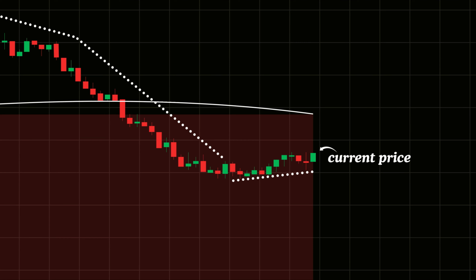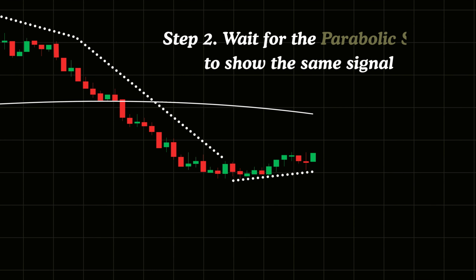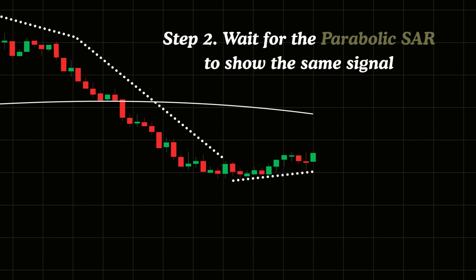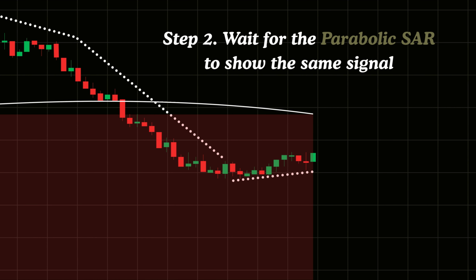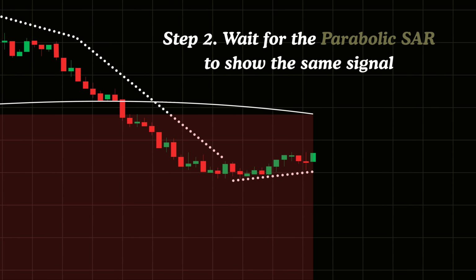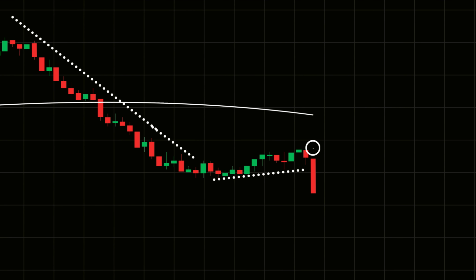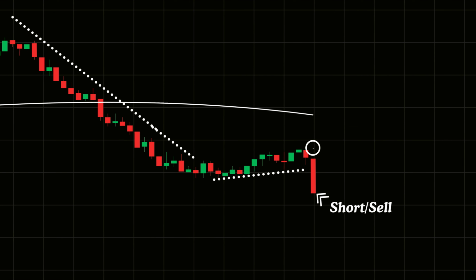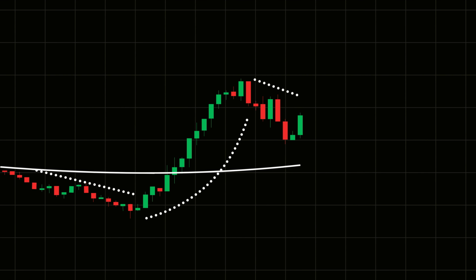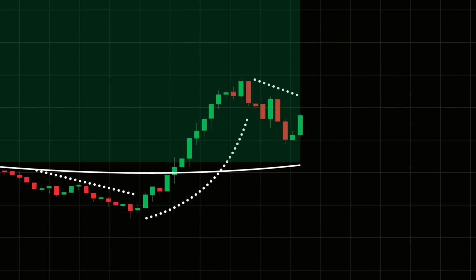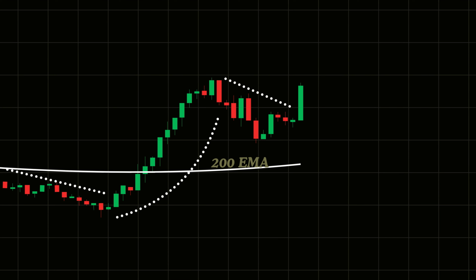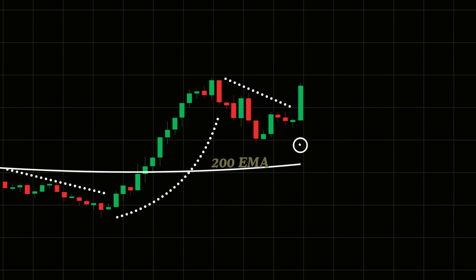Once you've identified the primary trend, the next step is to wait for the Parabolic SAR to confirm it. For example, in this case the price is below the 200 EMA, signaling a downtrend, which means we wait for the Parabolic SAR to also turn bearish by appearing above the candle. At that point you'd enter a short trade. The same logic applies for long trades as well. Here we can see the price is above the 200 EMA, confirming an uptrend, so now we wait for the Parabolic SAR to also turn bullish by forming below the candle, and when that happens we go long.